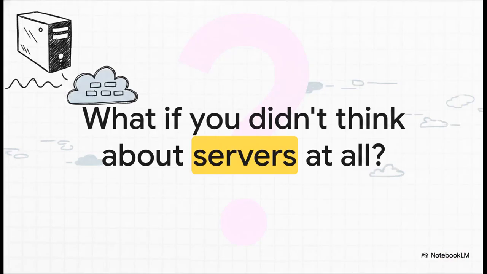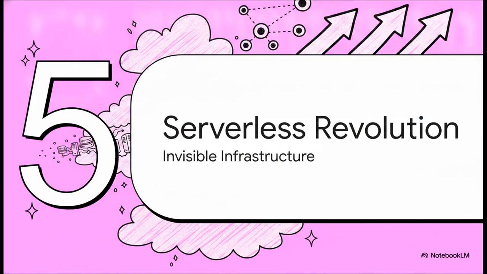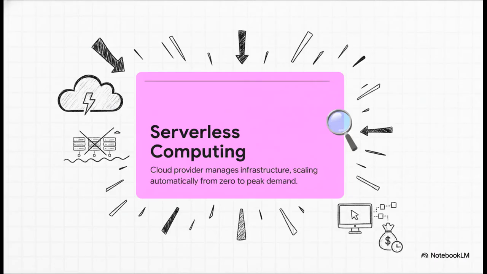Which brings us to a rather strategic question. We've talked about hardware, right? And we've talked about renting virtual servers. But what if you didn't have to think about servers at all? Like none whatsoever. Section 5. The serverless revolution. Invisible infrastructure. This right here is the cutting-edge evolution of the cloud. It's where infrastructure becomes completely invisible to the developer.